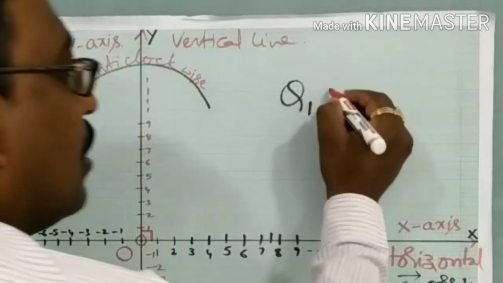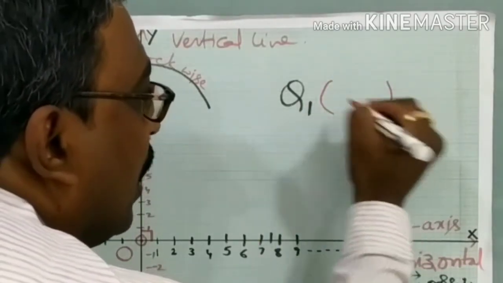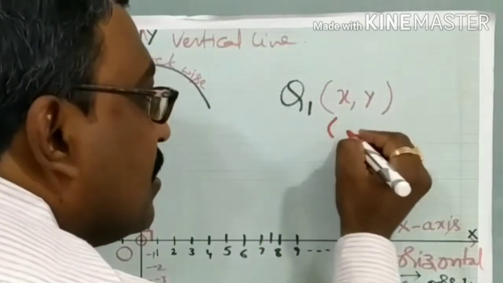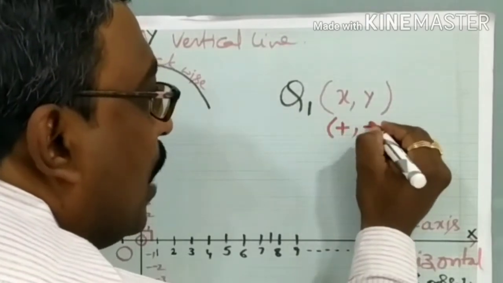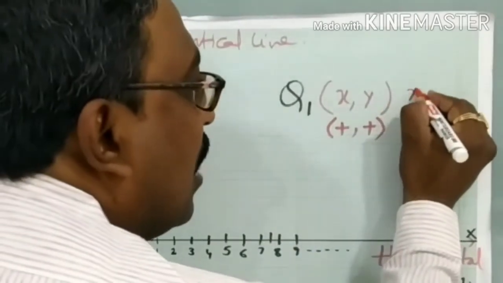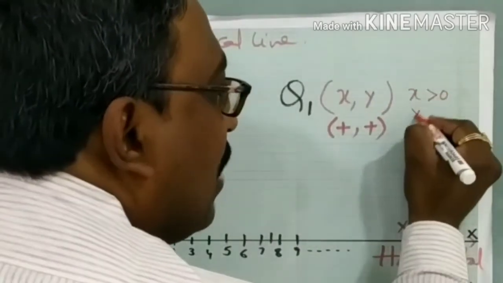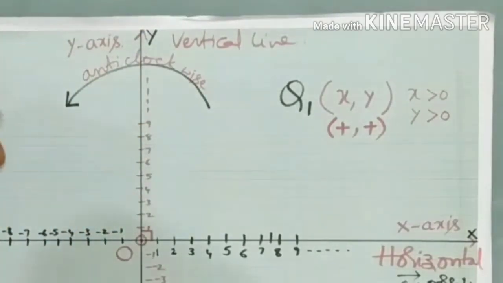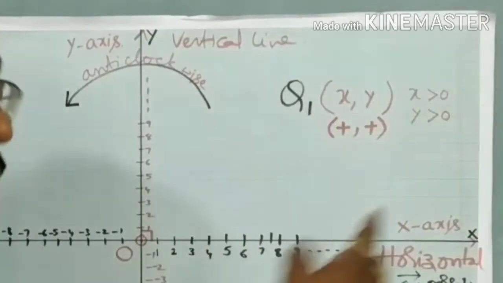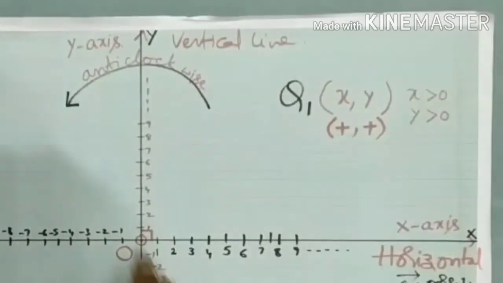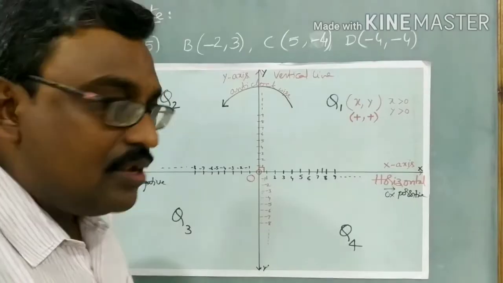I told you that you need to follow the ordered pair (x, y). That means here x is positive and y is also positive. That means x values are more than 0 and y values are more than 0. When you are taking an ordered pair where both x and y are positive, x values are greater than 0 and y values are greater than 0, the point lies in the first quadrant.